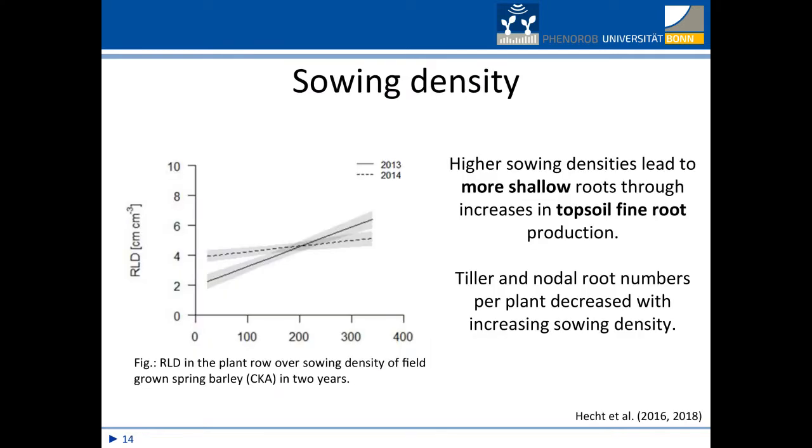What else influences the root traits is the sowing density, or the competition. In this study, different sowing densities of field-grown spring barley were tested for their effect on root length density in the plant row at Campus Altendorf. As you can see in the figure, the root length density increases with increasing sowing density. The higher sowing density also led to more shallow roots, through increases in topsoil fine root production. Besides that, the tiller and nodal root number per plant decreased with an increasing sowing density.